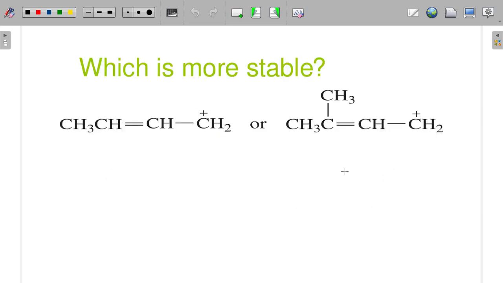Okay, how about this? Can we predict one of these being more stable than the other? All right. Right off the bat, I see a primary carbocation on both of these, which looks the same, but both of these are allylic, so we know that double bond will stabilize it. So let's look at what resonance contributors these will form.